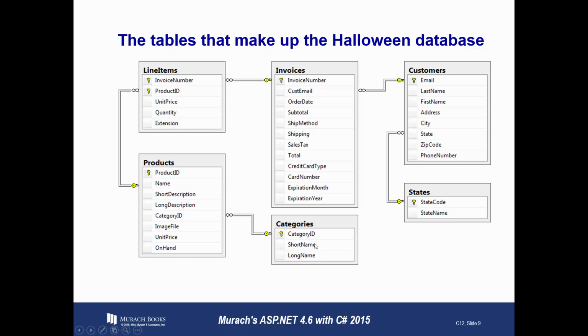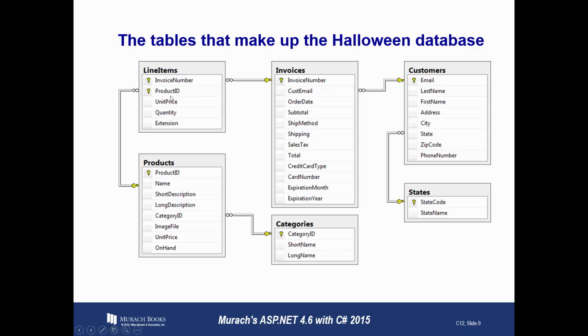But there is a one-to-many relationship between categories and products, so every one category may have 0, 1, or more products. There is a one-to-many relationship between customers and invoices, so every one customer may have 0, 1, or more invoices. And there is a one-to-many relationship between states and customers, so every state can have 0, 1, or more customers.